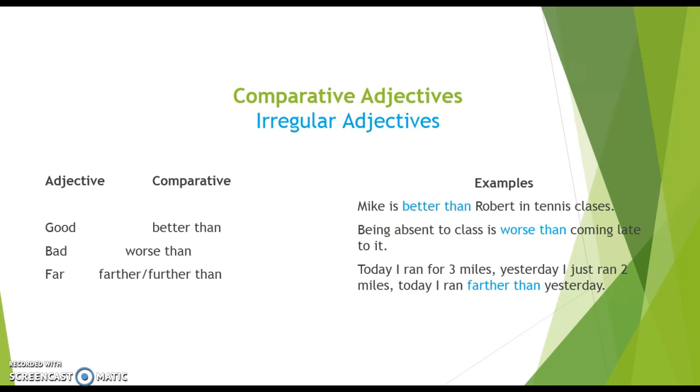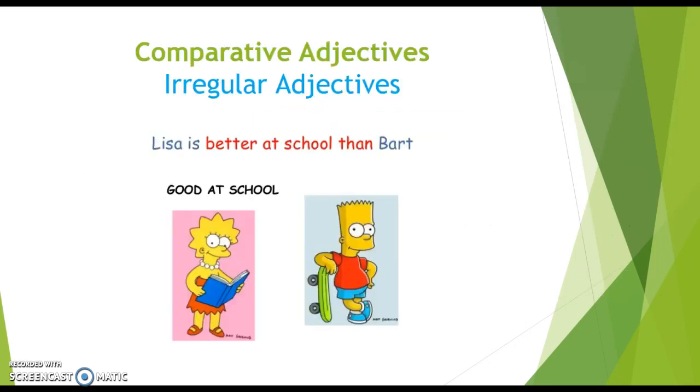Okay. For example, you can say Mike is better than Robert in tennis class. Or being absent from class is worse than coming late to it. Or today I ran for 3 miles. Yesterday I just ran 2 miles. In conclusion, I can say that today I ran farther than yesterday. Again, I continue comparing two people or two situations.